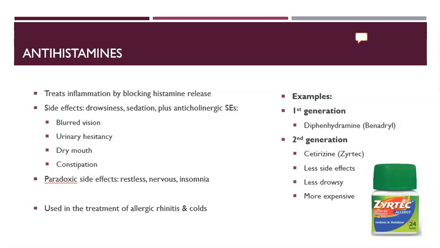Examples on this slide include first-generation antihistamines and second-generation antihistamines. A first-generation antihistamine would be diphenhydramine, which is Benadryl. First-generation antihistamines typically cause a lot of drowsiness. An example of a second-generation antihistamine would be cetirizine, which is Zyrtec. With second-generation antihistamines, we see fewer side effects and less drowsiness. However, these second-generation antihistamines are more expensive.